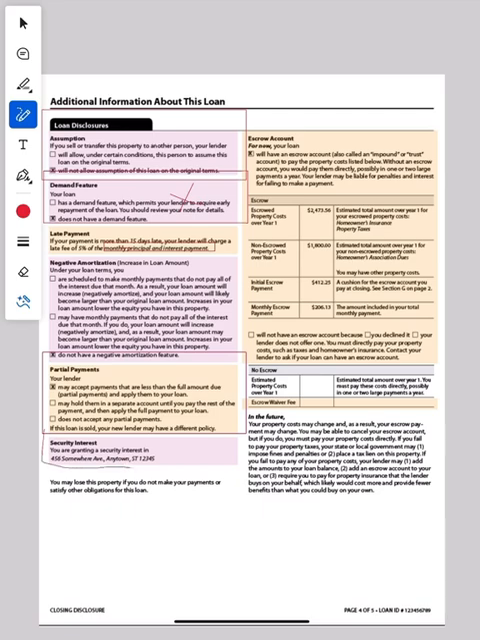Security interest. Security interest allows the lender to foreclose on your home if you don't pay back the money you borrowed. Escrow account, if you have one, if you don't have one. So an escrow account lets you pay your homeowner's insurance and property taxes monthly as a part of your mortgage payment instead of a large lump sum.